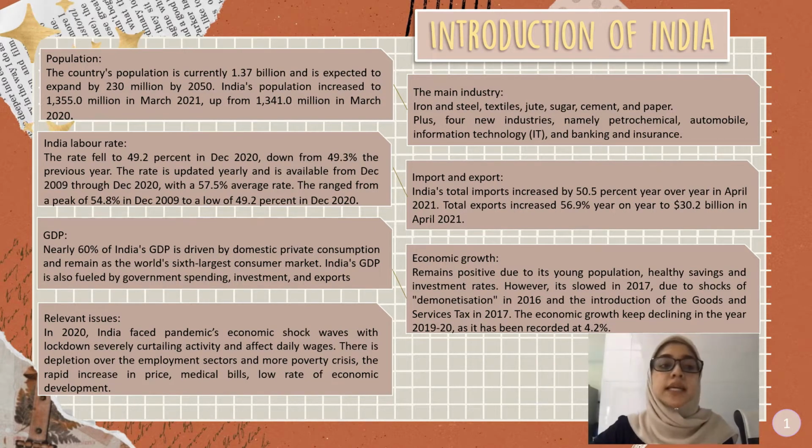For the main industry, India had 6 significant industries, which are iron and steel, textiles, jute, sugar, cement, and paper. In addition, there are 4 new industries, namely petrochemical, automobile, information technology, and banking and insurance.